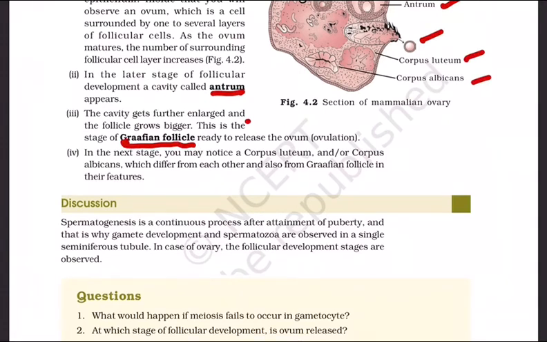Discussion. Spermatogenesis is a continuous process after the attainment of puberty, and this is why gamete development and spermatozoa are observed in a single seminiferous tubule. In case of ovary, the follicular development stages are observed. Now you must write point-wise what you have observed.